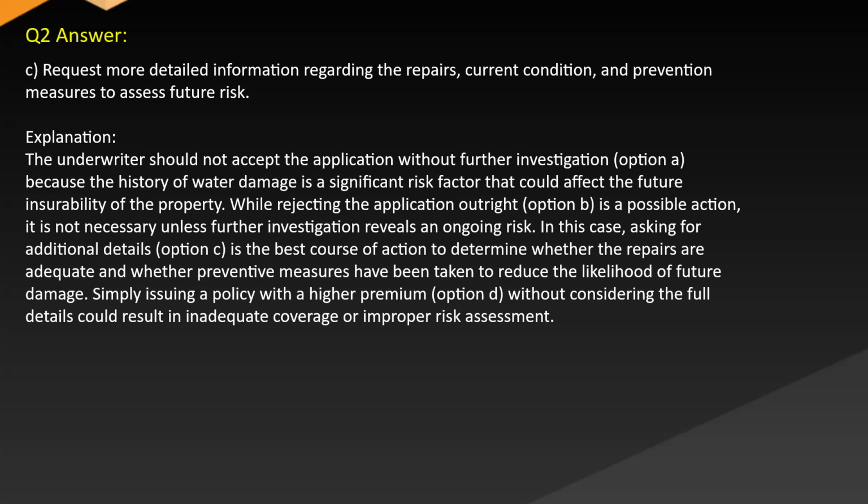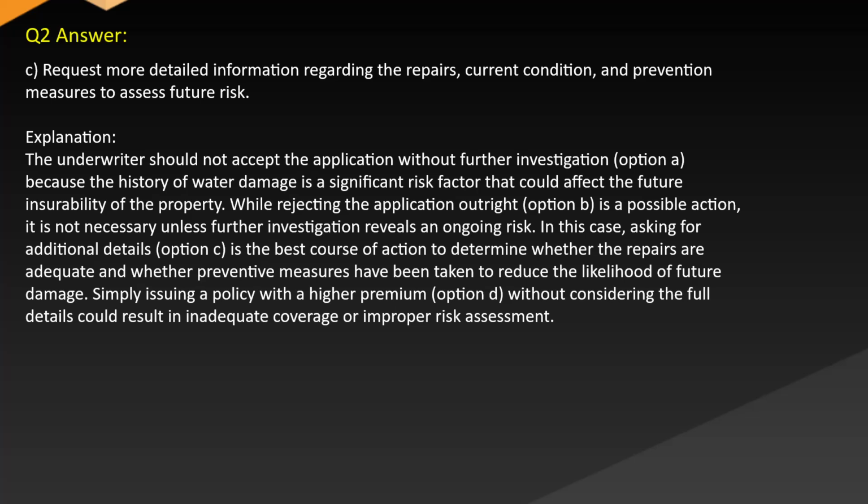Explanation: The underwriter should not accept the application without further investigation, option A, because the history of water damage is a significant risk factor that could affect the future insurability of the property. Rejecting the application outright, option B, is a possible action. It is not necessary unless further investigation reveals an ongoing risk.